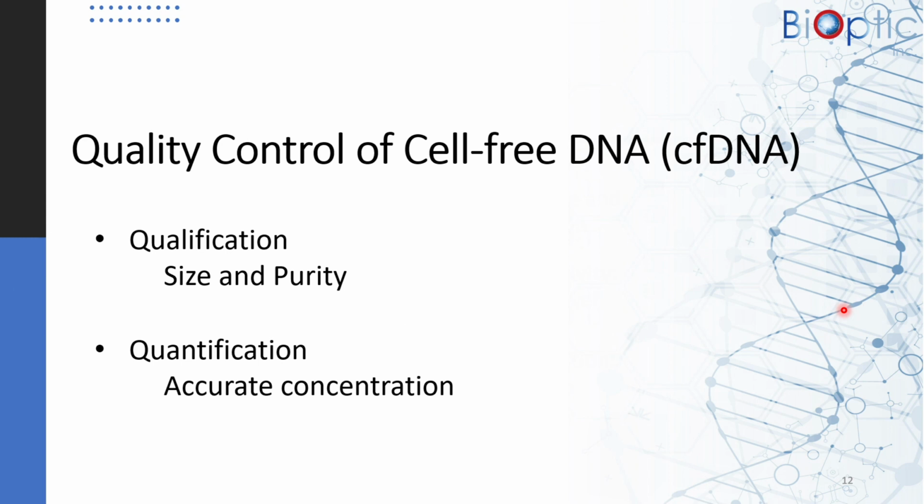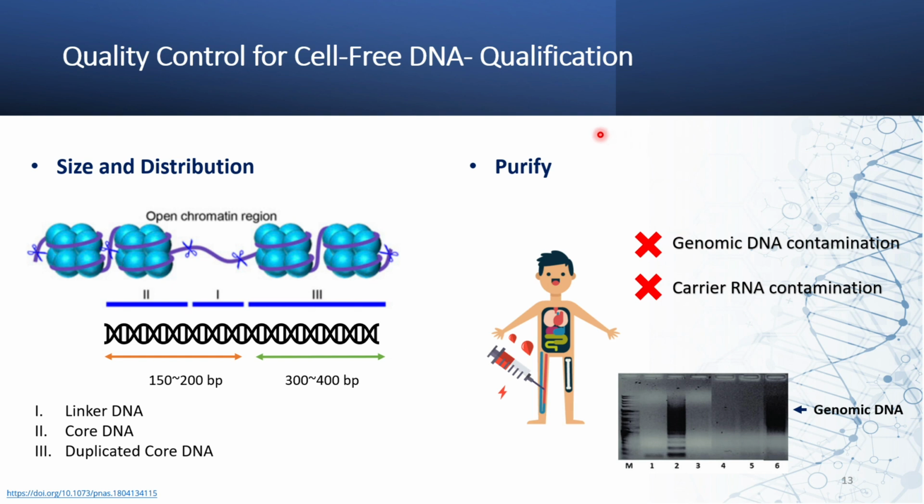The first one is the qualification and the quantification of the cell-free DNA on the QSAP platform. There are two major points for cell-free DNA qualification: size and the purity. The cell-free DNA is from fragmented genomic DNA with the mixing size. The major size of the cell-free DNA is about 150 to 200 base pairs. In some cases, there also exists dinucleosome, even trinucleosome, due to the duplicated core DNA.